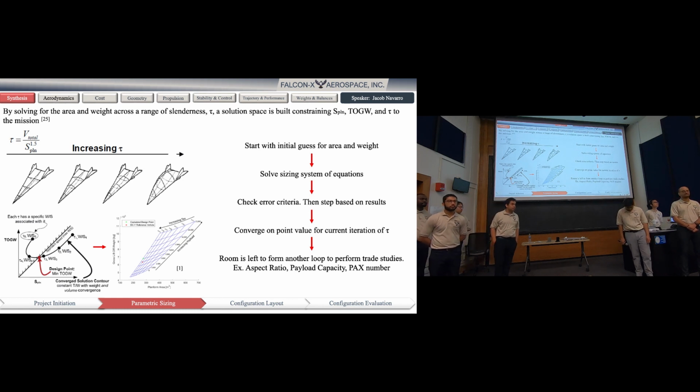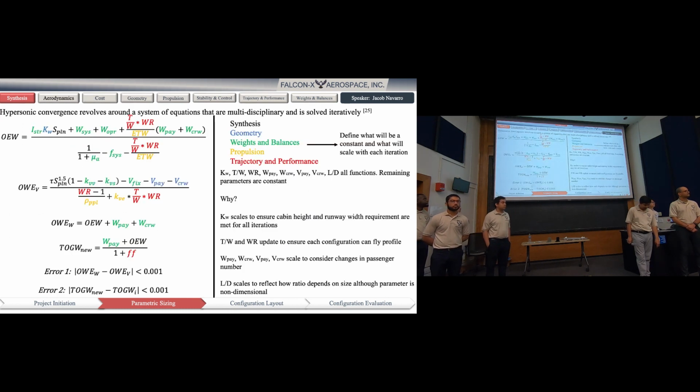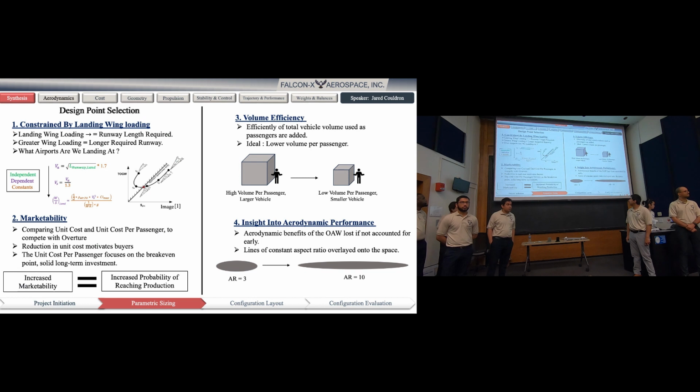So, a brief explanation of tau. It's shown here. Basically, as you increase your tau, you get more stout. And these are the multidisciplinary set of equations that wrap up output from geometry, weights and balances, propulsion, and trajectory and performance, along with tau, that you solve for to get the size and budgets of your vehicle.